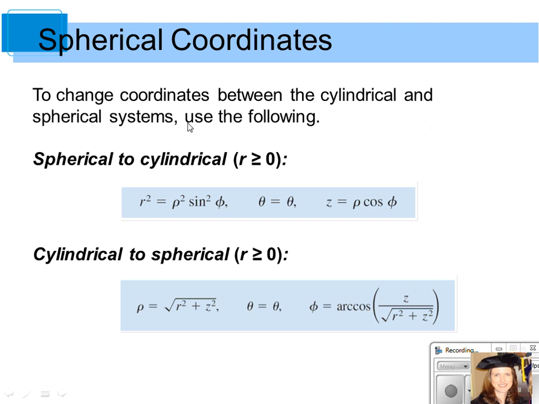Now, to change coordinates between the cylindrical and spherical systems, you can use the following conversion equations. For example, if you're given a rho and a phi, you can use this first equation to find r. If you're given an angle phi and a rho, you can use this equation to find z, and so on. If you're given r and z, you can use this equation to find rho. And if you're given r and z, again, you can use this equation to find phi.